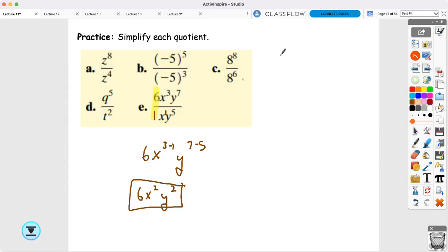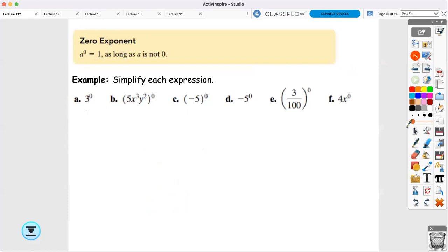All right, let's go ahead and move on. Now we're touching base on another rule, the zero exponent, guys. It says a to the 0 equals 1, as long as a is not 0. So anything to the 0 power will be 1. I'll give you about 2 minutes to copy this down before we jump into it, okay?